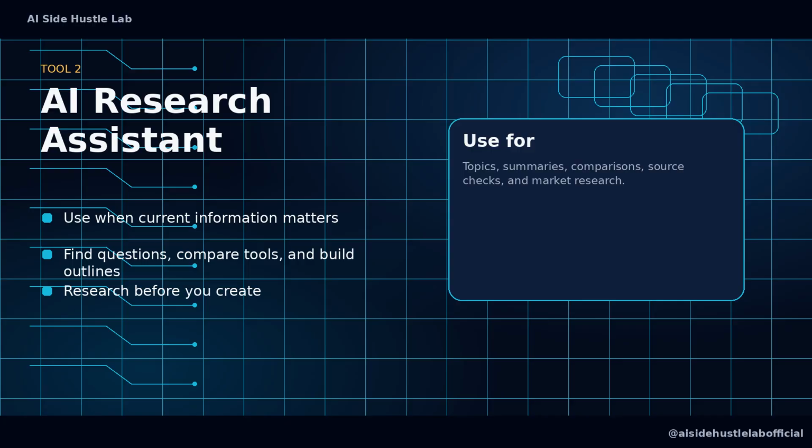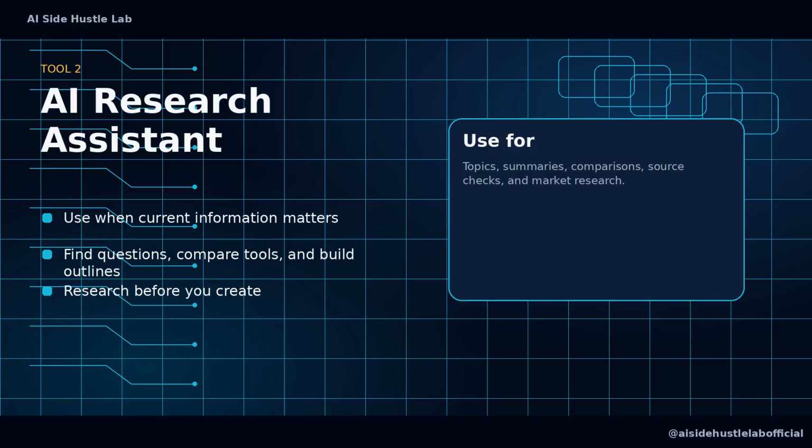For example, if you want to make a video about the best AI tools for students, you should not just guess. You can research what people are searching for, what tools are popular, what problems students have, and what features matter. A simple prompt would be, research beginner-friendly AI tools for students. Group them by use case: studying, writing, note-taking, presentations, and scheduling. This is useful because it gives you a starting map instead of a blank page.